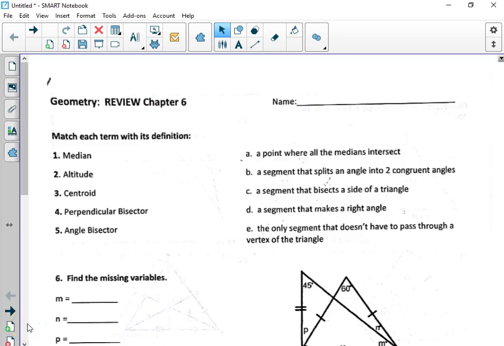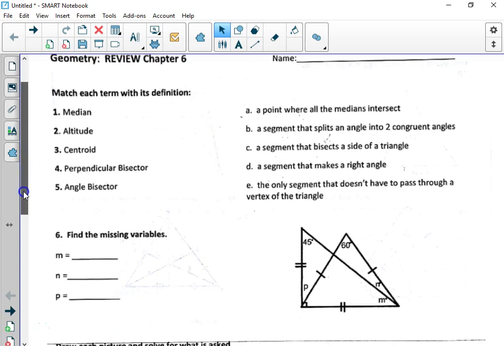All right, review for Chapter 6. Okay, so the median. Think about where the median of the highway is. The median is in the middle. Okay, so we're looking for something with middle.